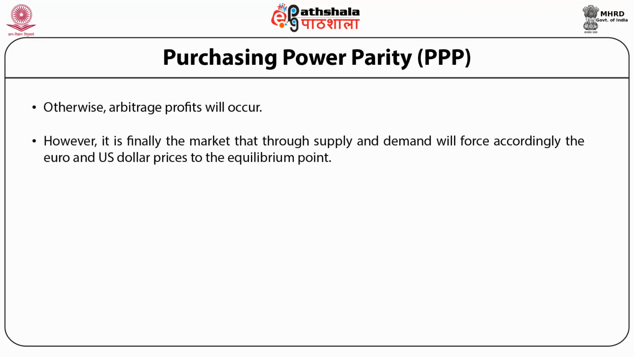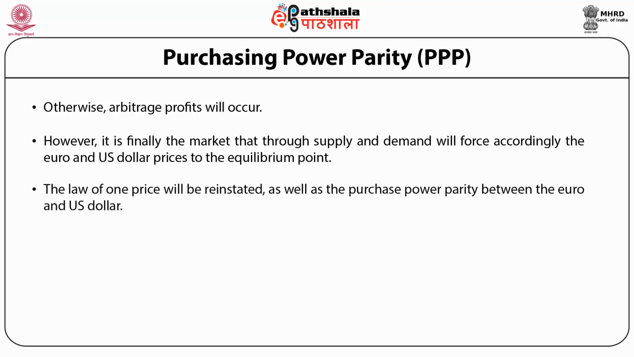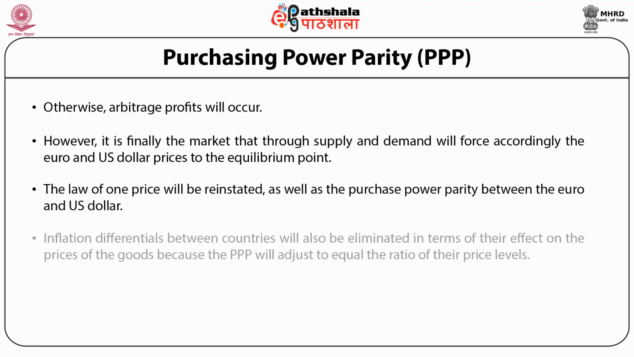However, it is finally the market that, through the supply and demand forces, will decide the euro and the US dollar prices to the equilibrium point. Thus, the law of one price will be reinstated, as well as the purchasing power parity between the euro and the US dollar. Inflation differentials between countries will also be eliminated in terms of their effect on the prices of goods, because the purchasing power parity will adjust to equal the ratio of their price levels.